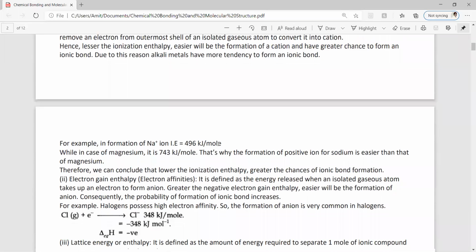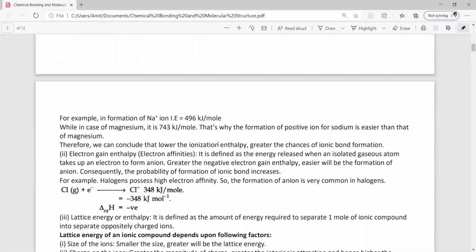Now the next one is electron gain enthalpy, or electron affinity. It is defined as the energy released when an isolated gaseous atom takes up an electron to form an anion. Greater the negative electron gain enthalpy, easier will be the formation of anion. Consequently, the probability of formation of ionic bond increases.